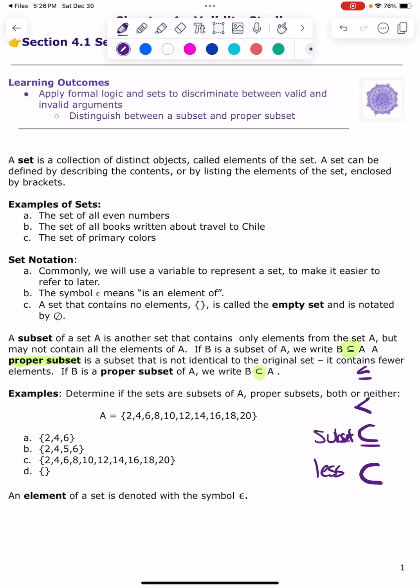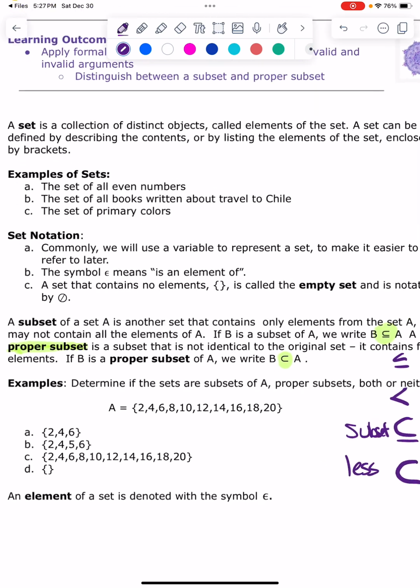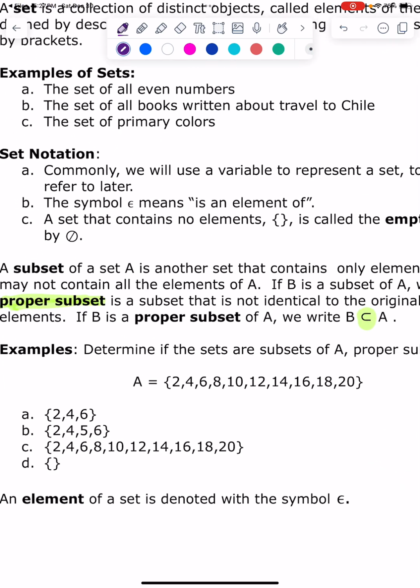So let's look at an example. If A is the numbers basically 2 through 20, but all the even numbers, then determine if each one of these is a subset, proper subset, or neither. So 2, 4, 6 is both. It's a subset and it's a proper subset because it doesn't contain all of the elements of A. 2, 4, 5, 6 is neither because of that 5 in there, which is a little bit sneaky, but there's no 5 in the original set. So we have to say neither.